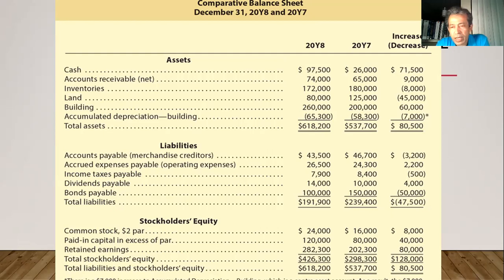All right. So building has gone up by 60. That means acquisition of a building was $60,000. So we have found two items now. A building was acquired for 60 and land was sold for 57. I can't see anything else in the investing section. Land, building, and I cannot see anything else.